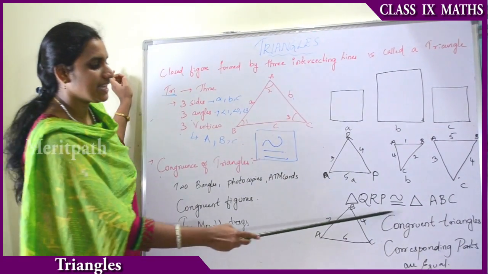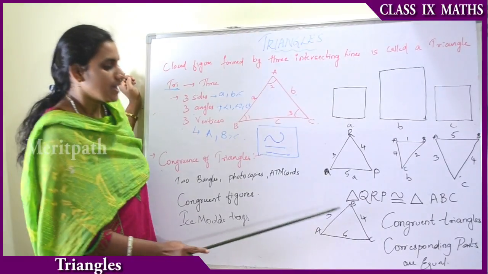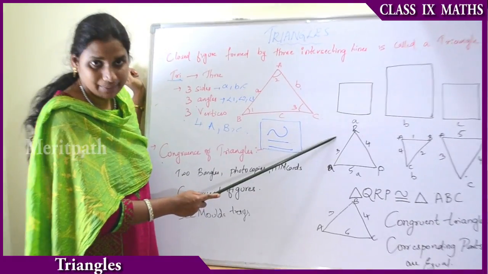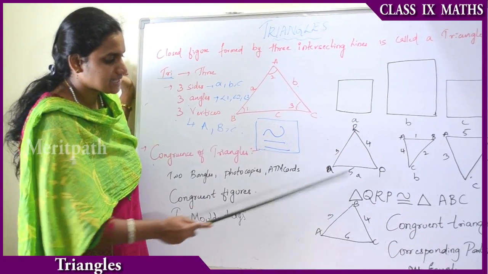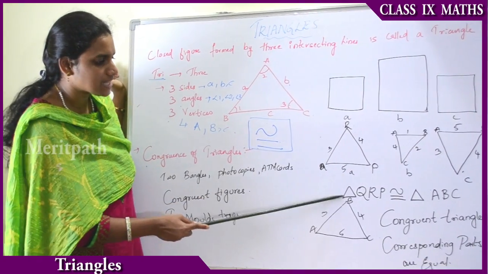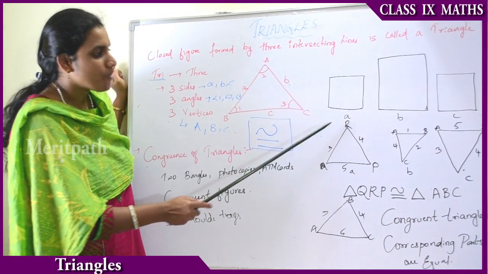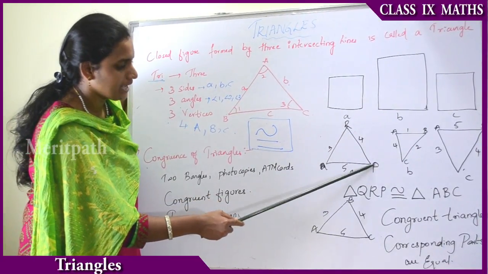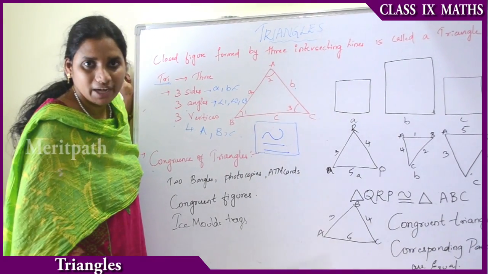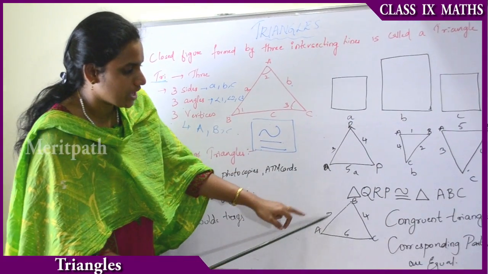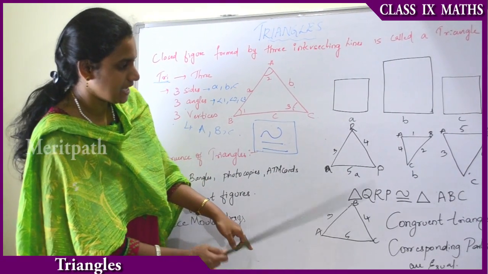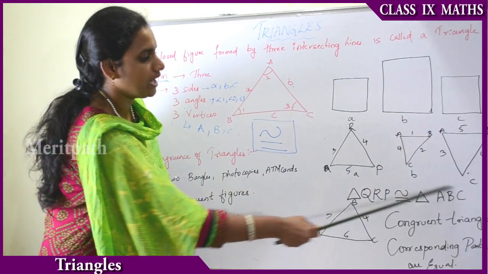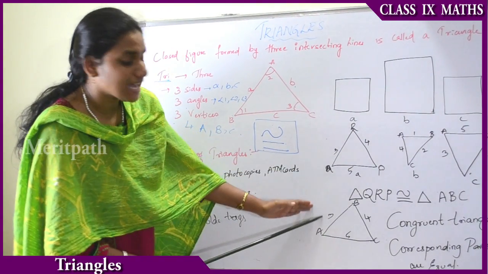Suppose we take the RQ side, right? It is 3 centimeters. And if we take the AB side, it is 3 centimeters. These two sides are equal, right? So we have to represent it as QRP and ABC only, because QR corresponds to AB and RP corresponds to BC and PQ corresponds to CA. We have to write in this order only because these corresponding sides are equal.